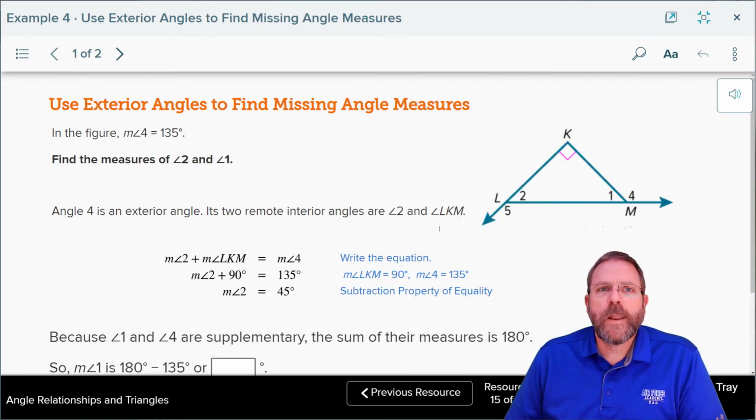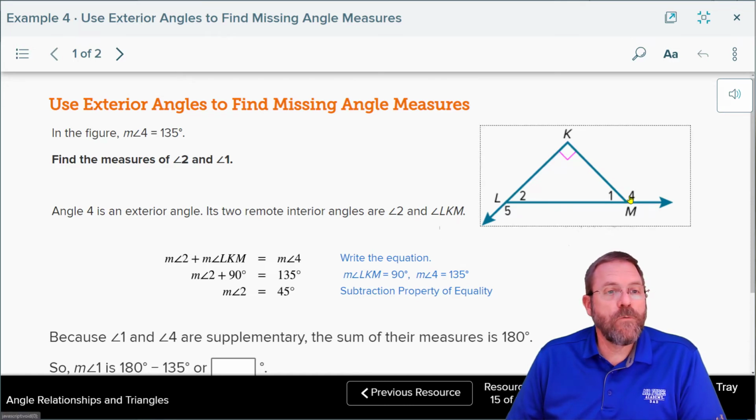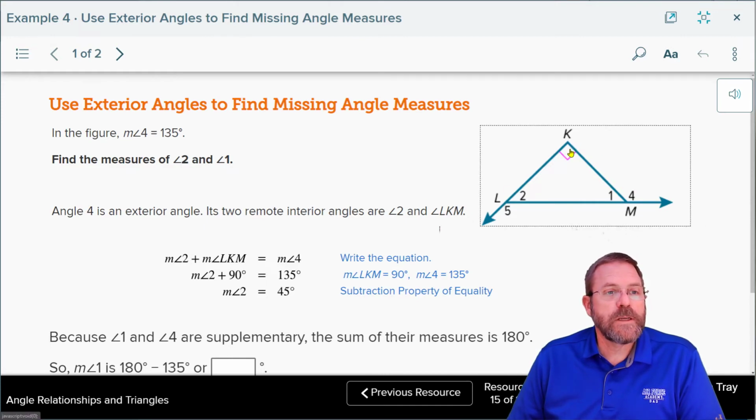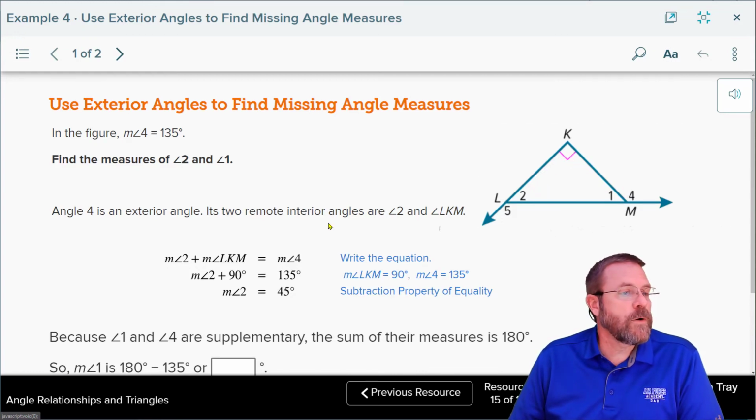Now we're getting into the last pair of examples we have. Here we know the measure of angle 4 is 135 degrees, and they want to find the measure of angle 2 and the measure of angle 3. Well, what else do we know? We know that we have a 90-degree angle here, which is going to be K, so we can use that information to find out what 2 and 3 are.